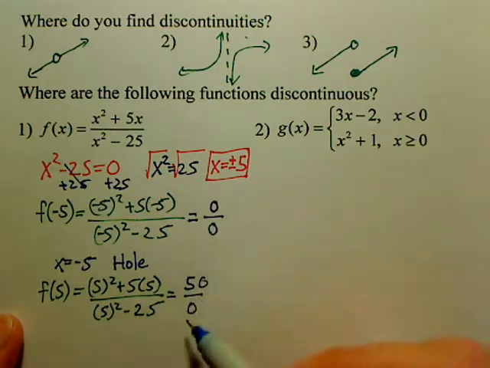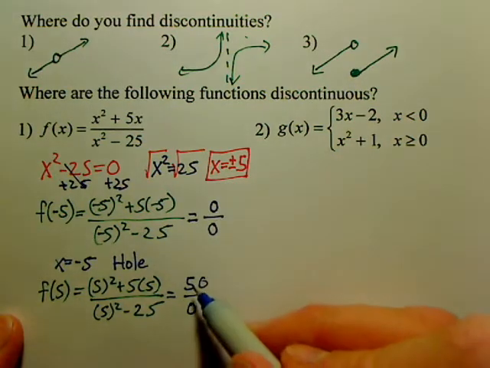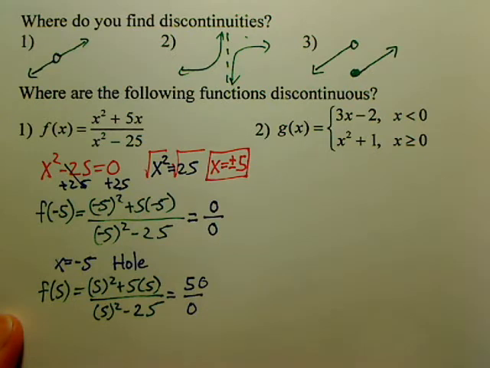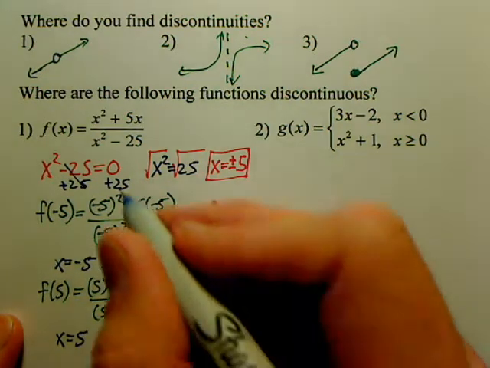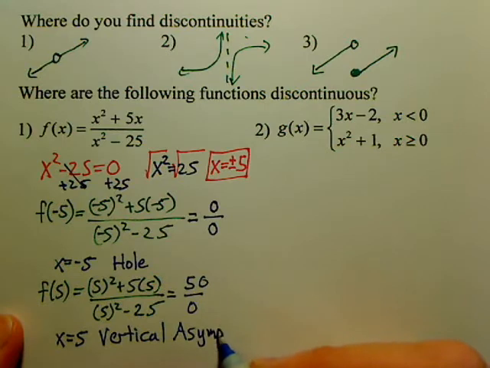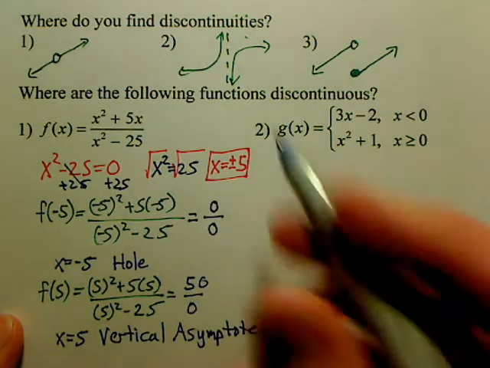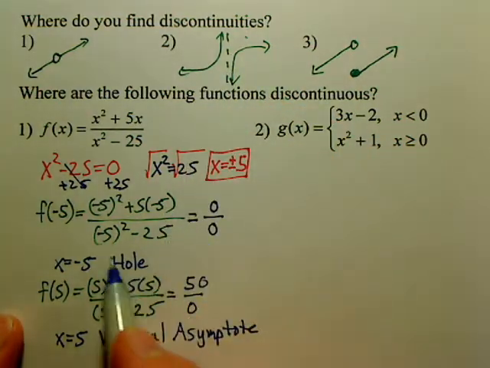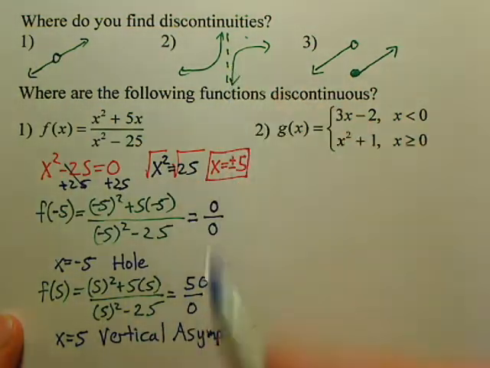Do you see how both of these got 0 in the denominator, like we talked about? But do you see how this one's 0 over 0, but this one's a number over 0? Whenever your answer is a number over 0, in this situation, at x equals 5, it is a vertical asymptote. That's the kind of discontinuity. So it's this type. The first one is a hole. The second one is this.